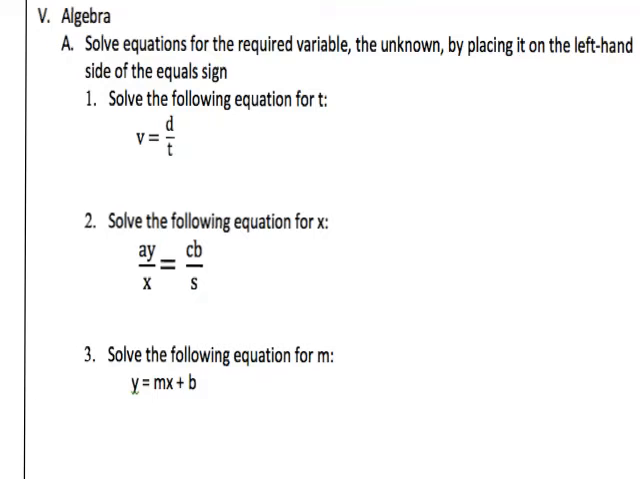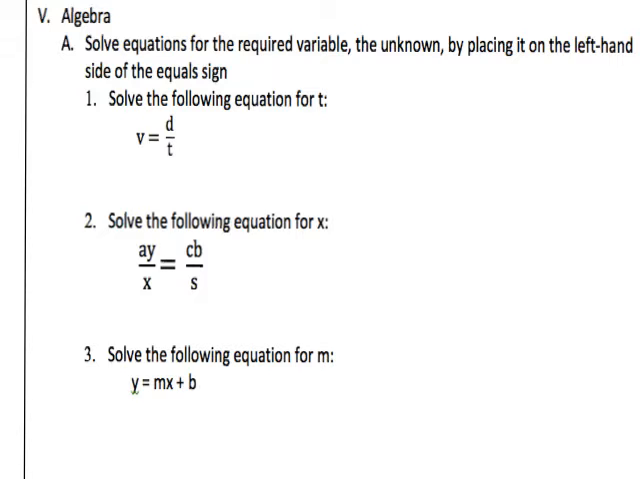Okay, so Roman numeral 5 we're doing together. The first part is just a review of rearranging algebraic equations. On this first part, it wants you to solve the equations for the required variable, the unknown, by placing it on the left-hand side of the equal sign. So what we're going to do is just rearrange those and get one variable isolated, and we're going to put that one on the left.